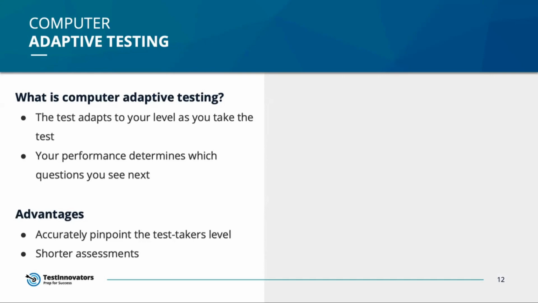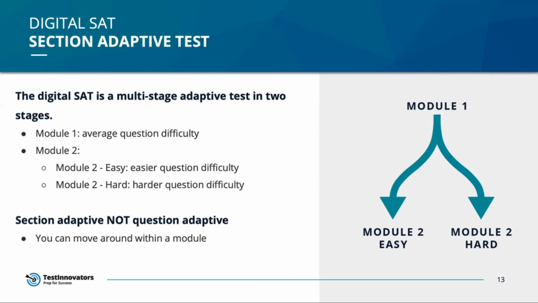The advantage to this kind of test is it allows test makers to create much shorter assessments that are still very accurate. This is why the digital SAT is so much shorter, because of the computer adaptive element. So let's talk about how this actually works on the digital SAT. The digital SAT is a section adaptive test. It's not a question adaptive test. So basically, this is the technical name for it: it's a multi-stage adaptive test in 2 stages.